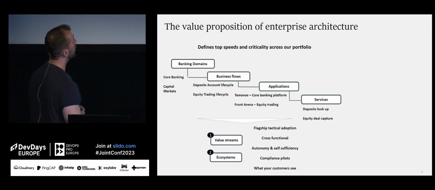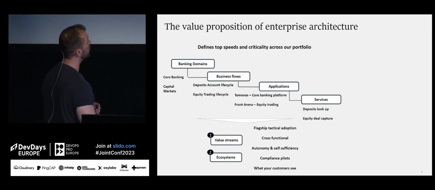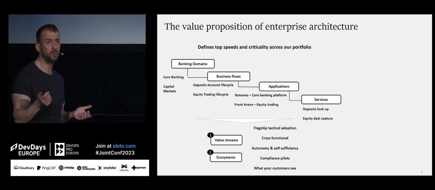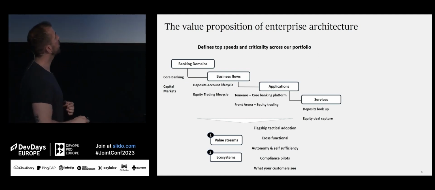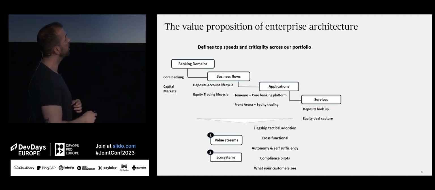Now it's important to target your applications. I don't want to advertise, but for those of you who have worked in FSI, you can relate. Temenos and Front Arena are two big vendor applications in these domains. Then you need to define critical services. Deposits lookup is the one in core banking, and equity deal capture is the other one.